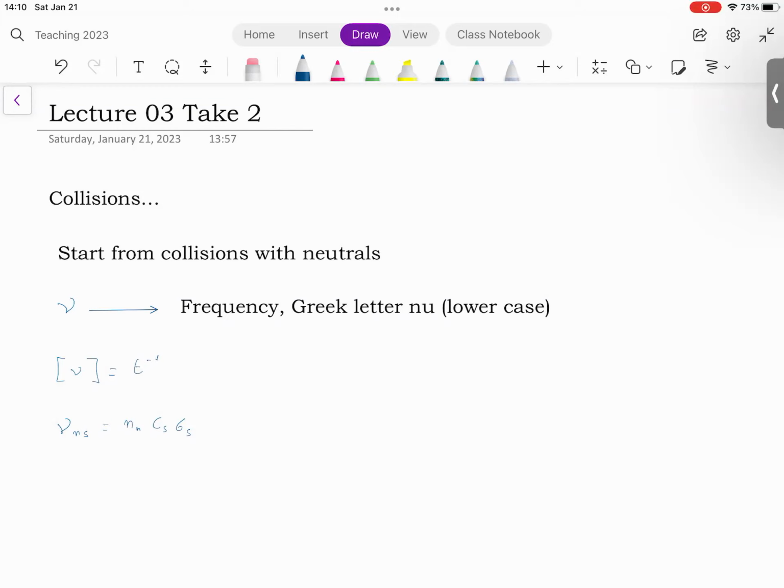There are maybe two things to notice here. One is that this collision frequency is going to become larger as the temperature goes up, because that c sub s will go up. And the density of the neutrals is going to be important. The more neutrals there are in the system, the more collisions I'm going to have. Again, as the density of the neutrals goes up, the collision frequency will also go up.